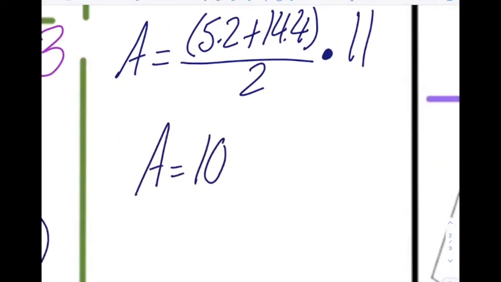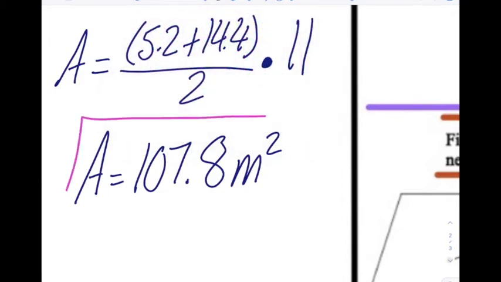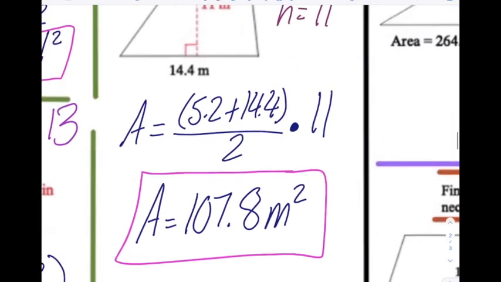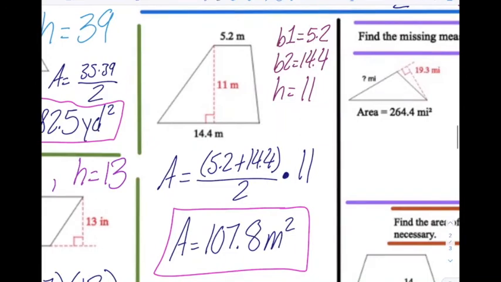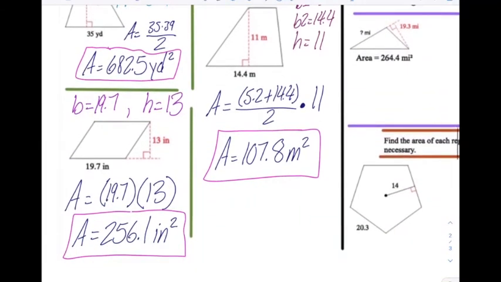is equal to 107.8. What measurement is being used here? Meters squared. There we go. Look at that. And that is the second example right there. Perfect, kiddos. See? So we use what we have. We use our notes.